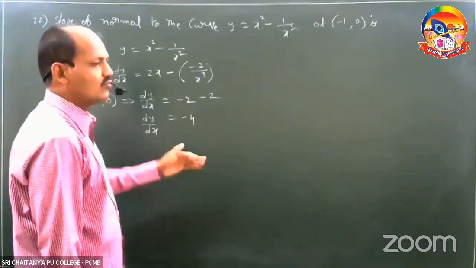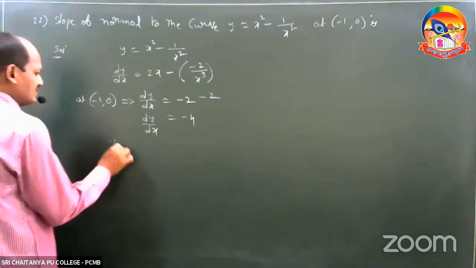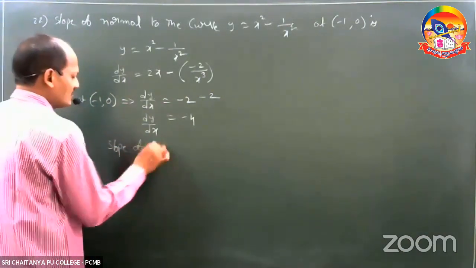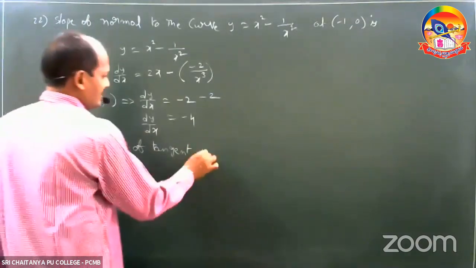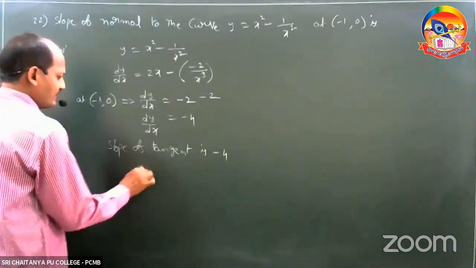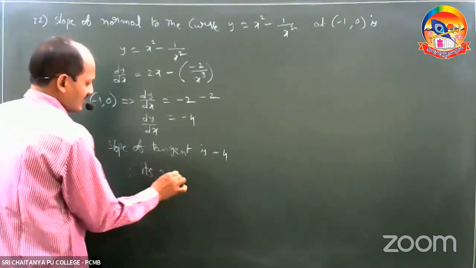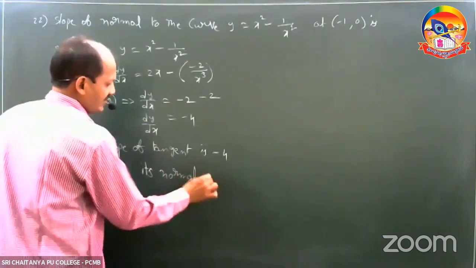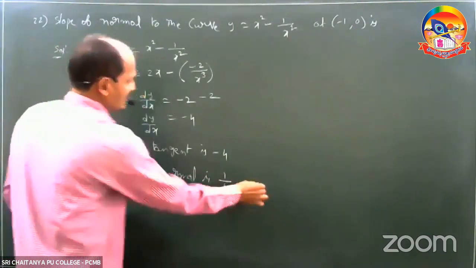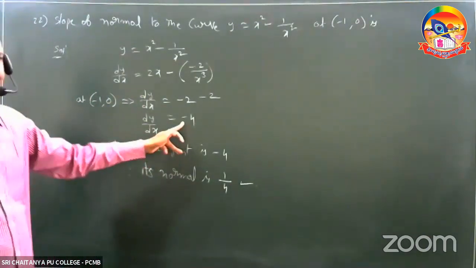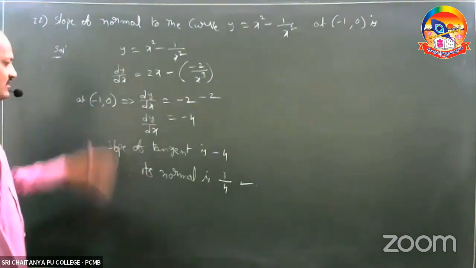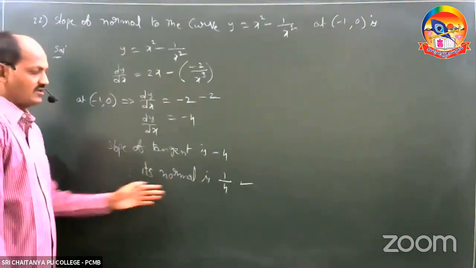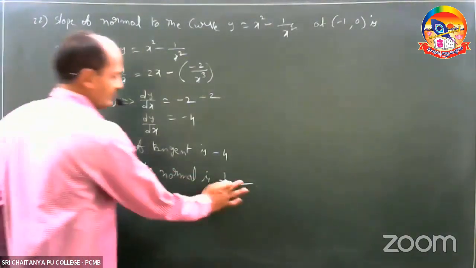Normal means 1 by 4. So slope of tangent is minus 4. Therefore, its normal is 1 by 4. That is the tangent, and that is the normal. So the tangent to the curve is minus 4 and its normal is 1 by 4. Right.